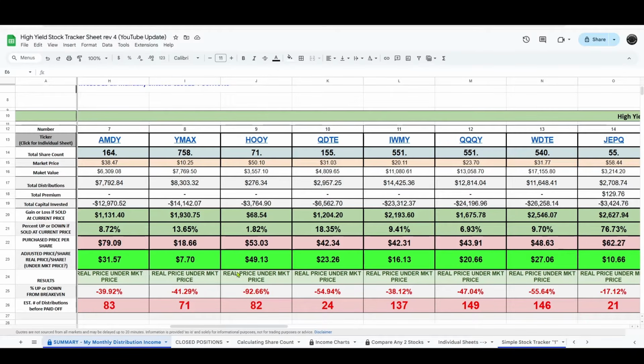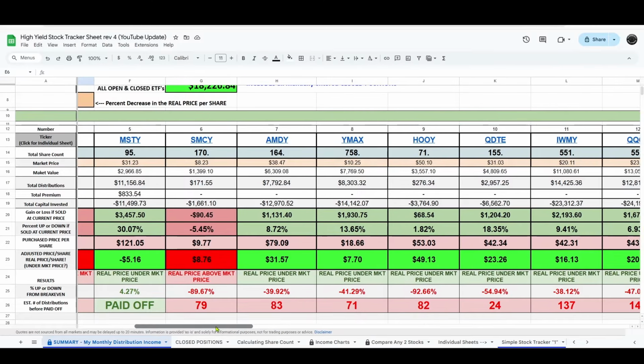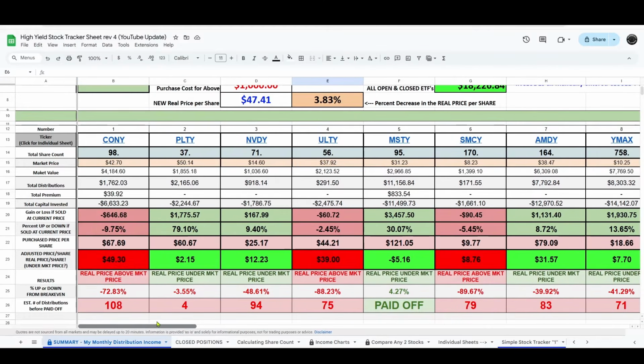But I want to show you what I use to decide if I want to purchase more shares or not. By using my spreadsheet, it gives me a quick indicator of which ones I want to focus on if I'm going to purchase more shares.